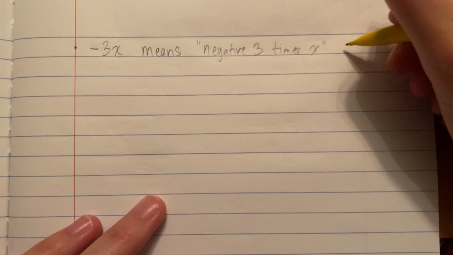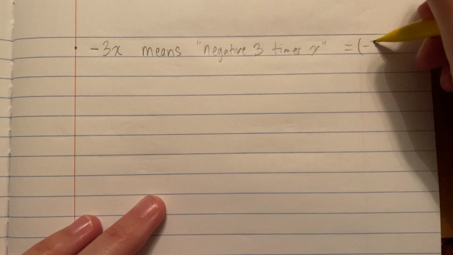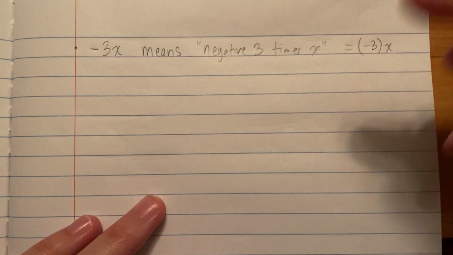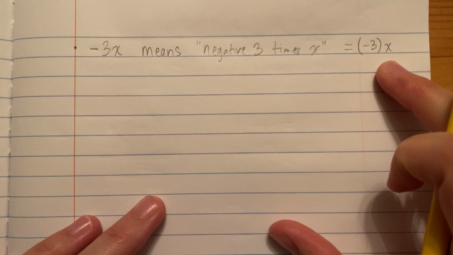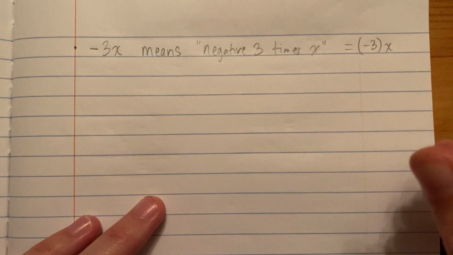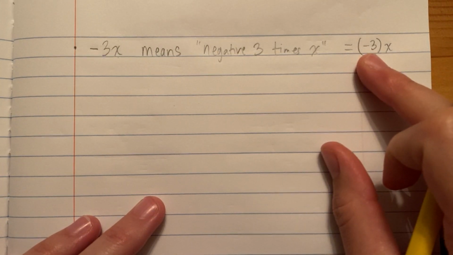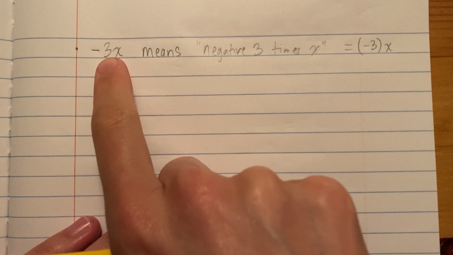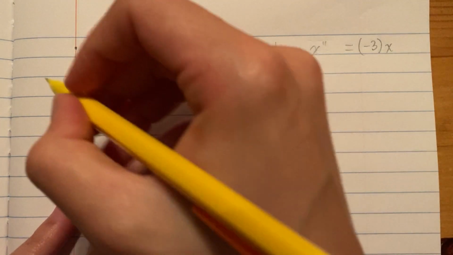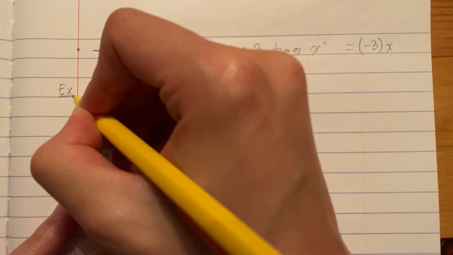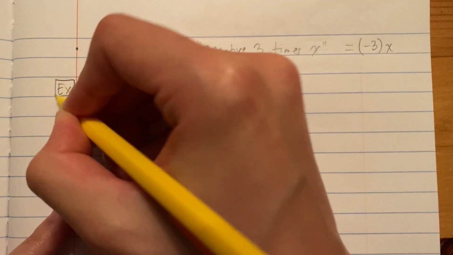You can even think of it in your head like this: this negative number is being multiplied by x. If that helps you to group that negative with the number in your head, right? This is not minus 3 times x, this is -3 times x. So let's take a look at what that looks like when we see it in a problem.